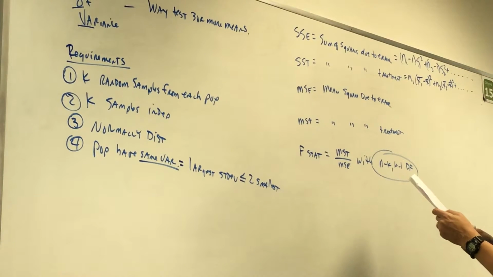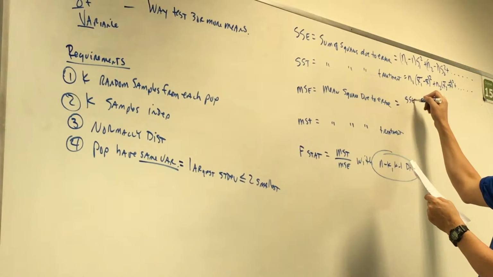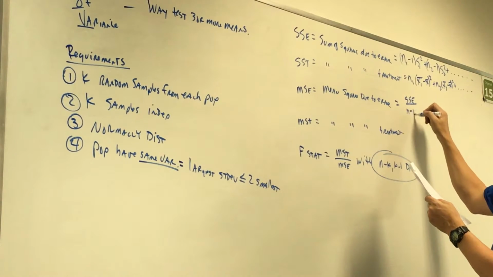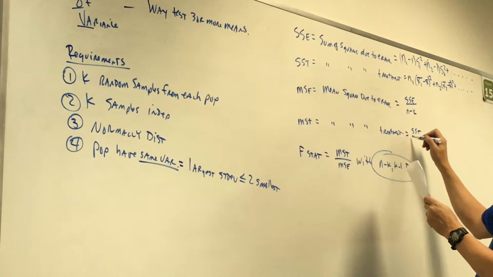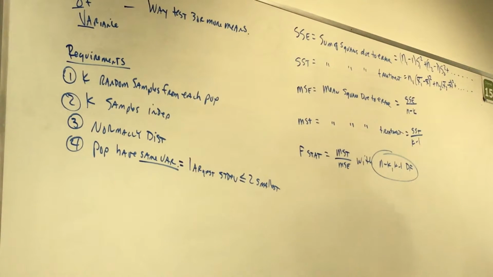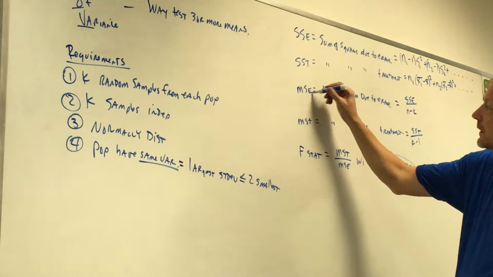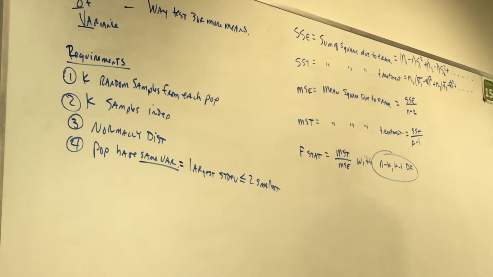Your mean square due to error is simply the SSE divided by n minus k, and your MST is your SST divided by k minus 1. Wait, is that MSF or MSE? This is MSE, and that's MST, mean square due to treatment. I know you guys probably like some steps.